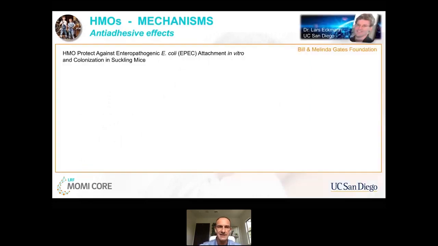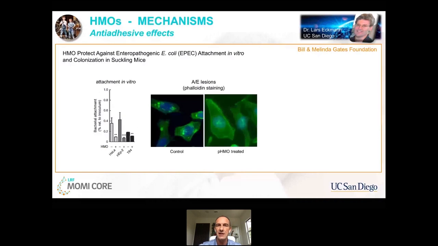So we've seen this here in an example with enteropathogenic E. coli. Others have shown this with Campylobacter. And you can show that it's not just adhesion that is blocked, but it's really lesion formation, so destruction of the epithelial cells that is blocked in the presence of human milk oligosaccharides, and that is significant.